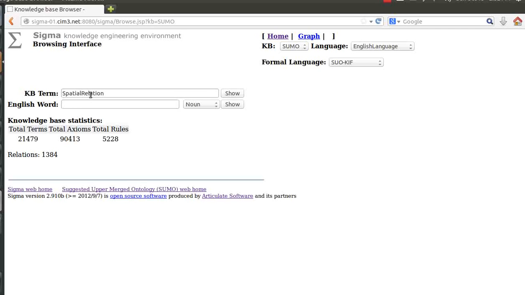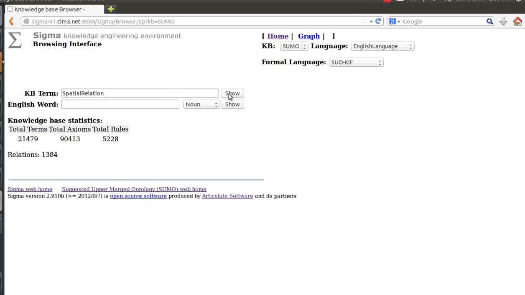Okay, and also a reminder for using Sigma, we type SUMO terms in the KB relation field. If we want to have a word from English, then we can type it in the English word field and we'll get a search on WordNet and its word senses.